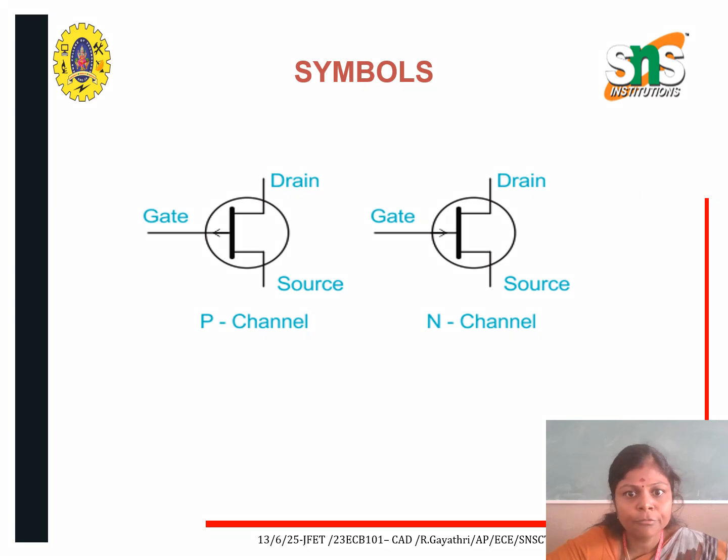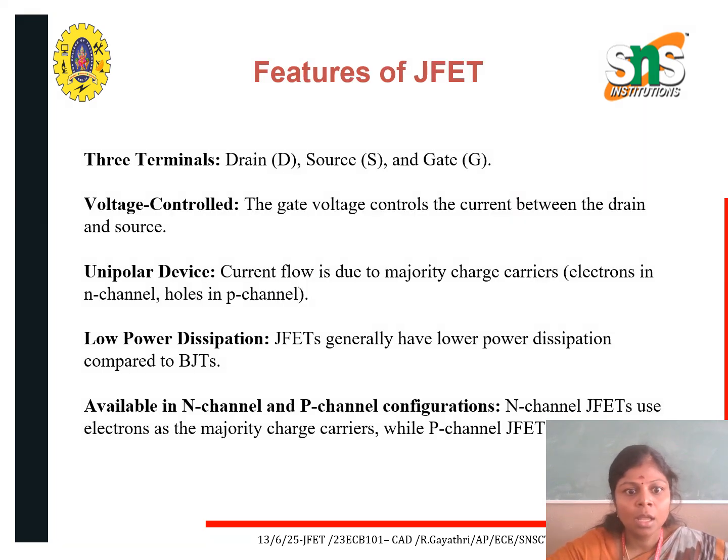Coming to the features of the JFET, it is a voltage controlled device. The gate voltage controls the current flowing from the source terminal to the drain terminal, and it is a unipolar device. Either electrons flow from source to drain, or holes flow from source to drain, depending upon the gate voltage. It also has low power dissipation compared to the BJT.